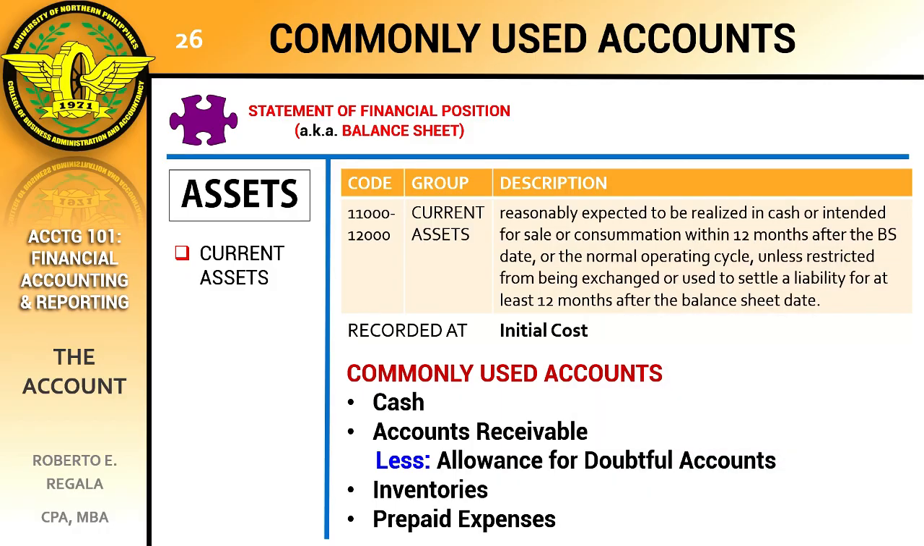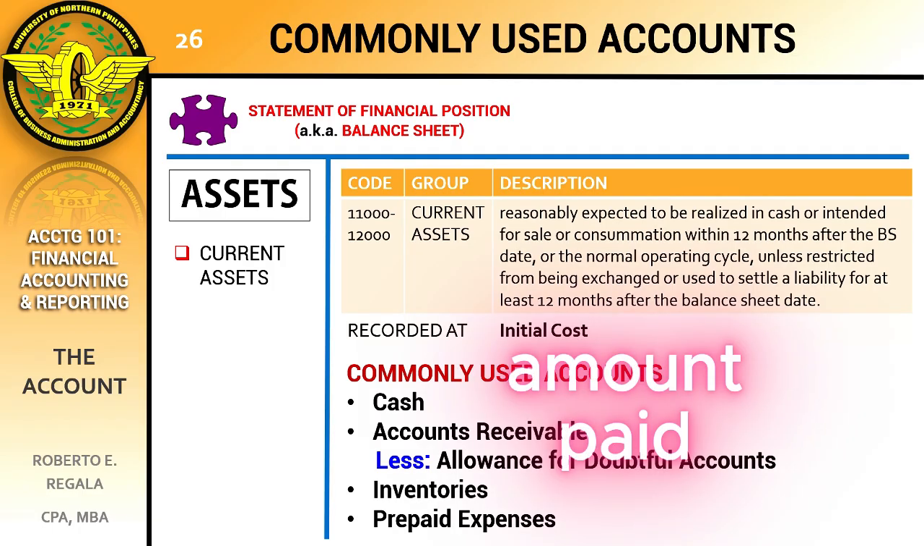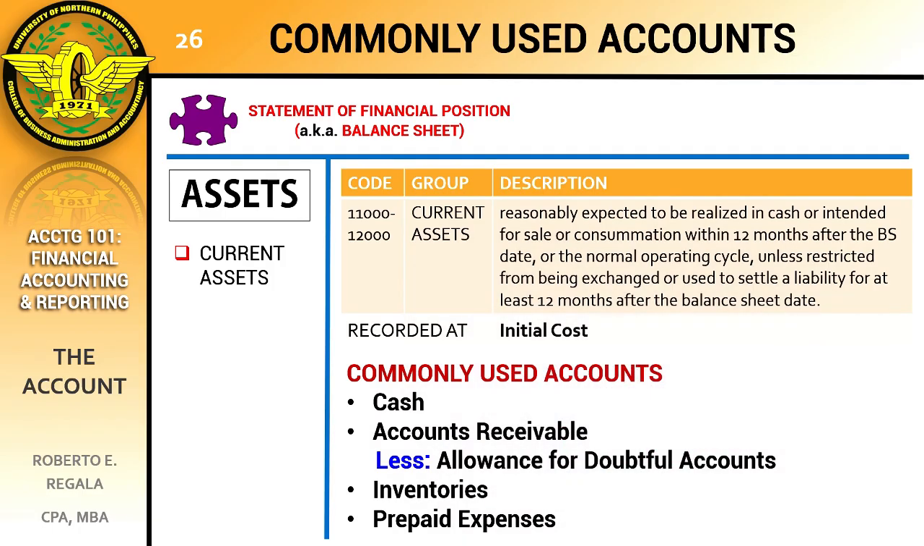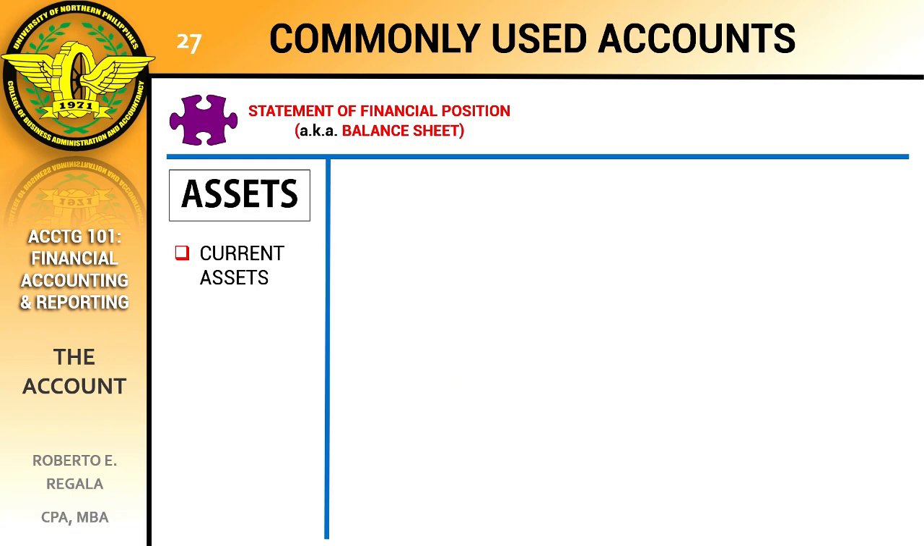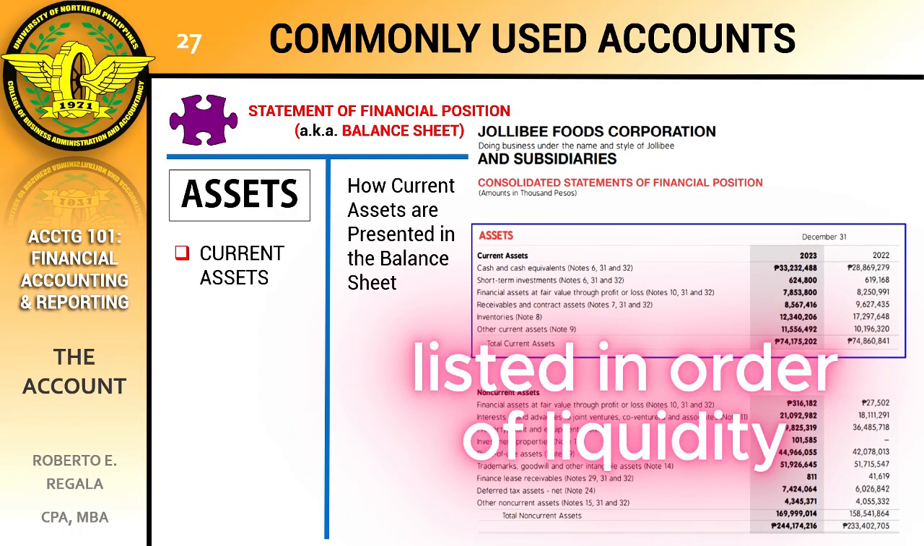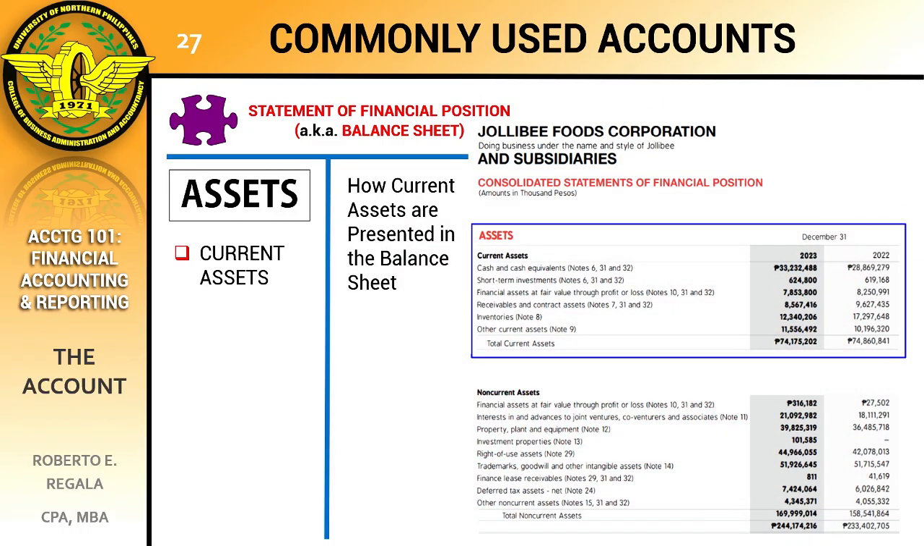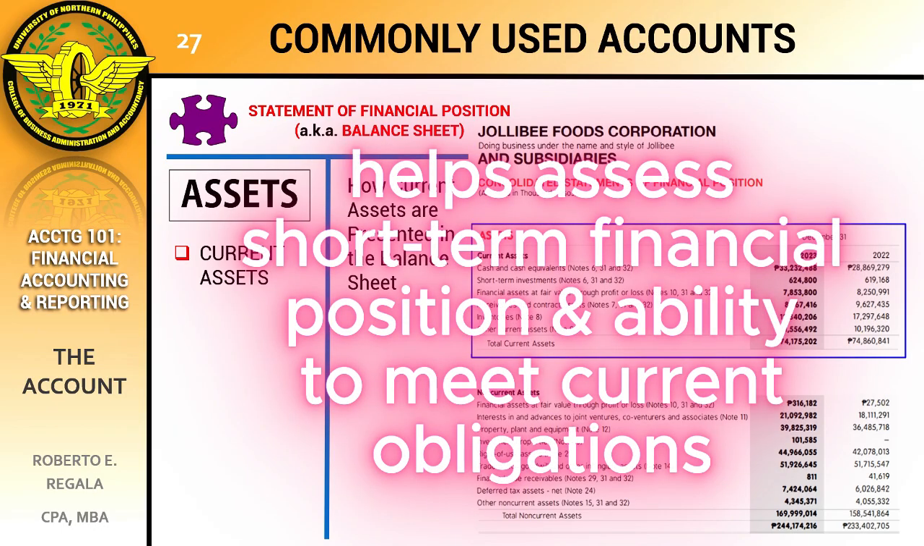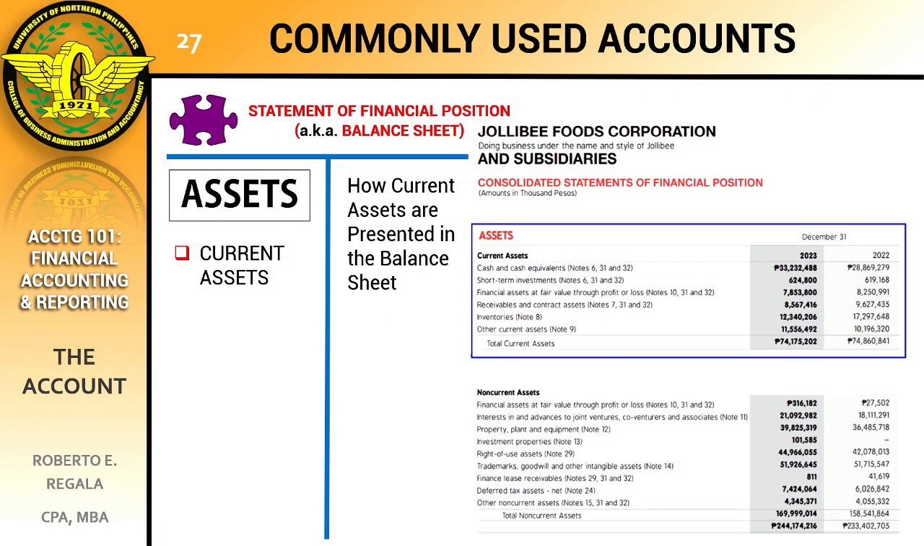Prepaid expenses are recorded at the amount paid and then expensed over the period that they benefit the company. Current assets are presented in the assets section of the balance sheet, typically listed in order of liquidity. This allows stakeholders to quickly assess the company's short-term financial position and ability to meet its current obligations. An example of current assets presentation is provided here.